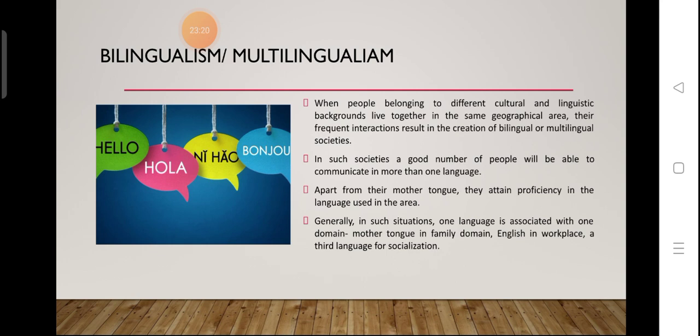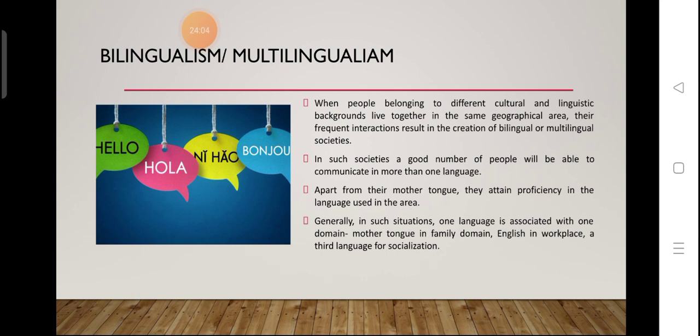If a person from Tamil Nadu has come to Kerala, or a person from Kerala has gone to Tamil Nadu and is living in the same geographical area, they need to communicate. So there comes the existence of two languages, one English and one Tamil. This frequent interaction between two linguistic communities creates bilingual or multilingual communities, and such people who can speak two languages are known as bilingual, more than two are known as multilingual.